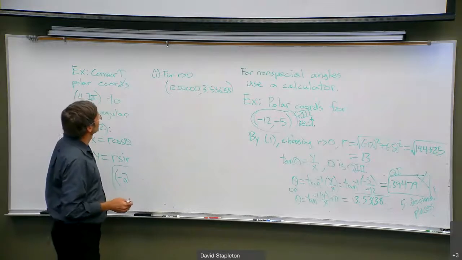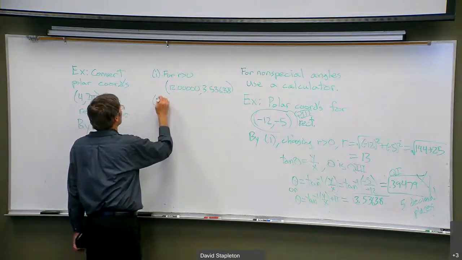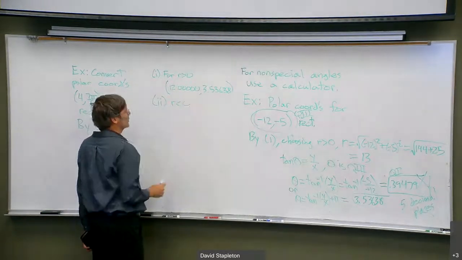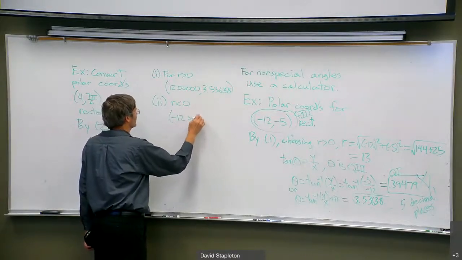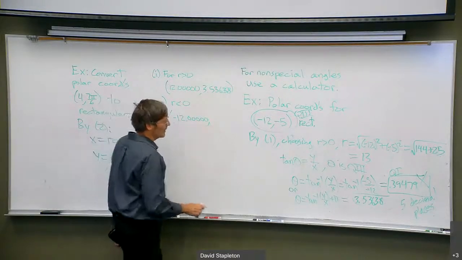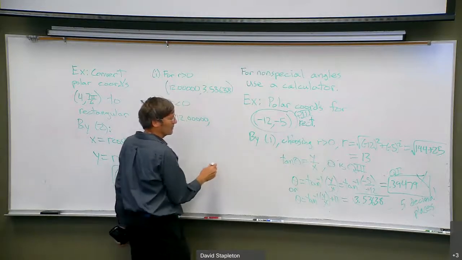How about r less than 0? What are the polar coordinates now? Well, you just put minus r, so you take minus 12.00000, and you take the other angle, 0.39479.